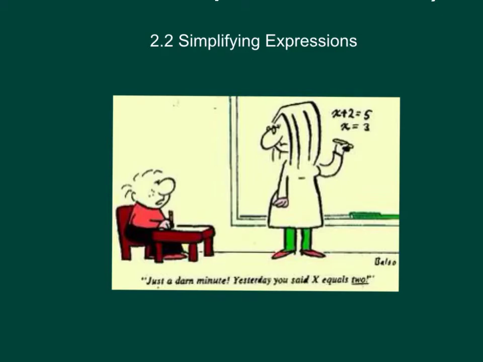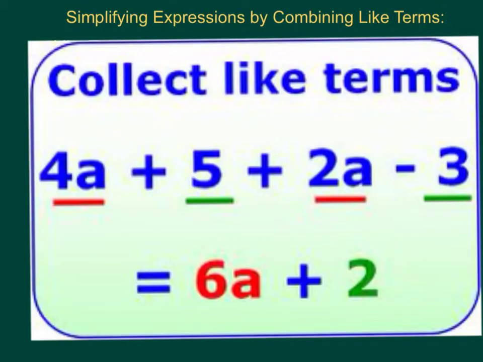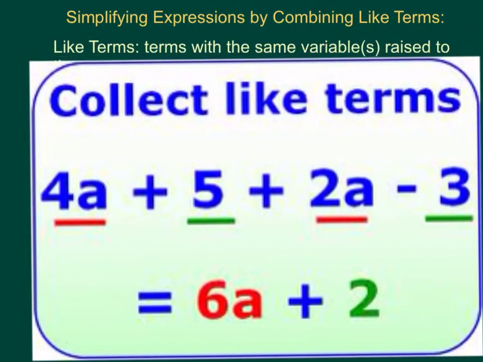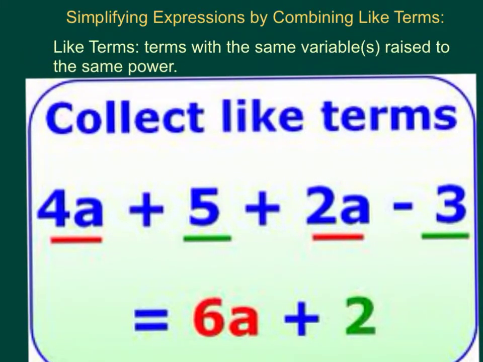Hello class, today we're going to talk about section 2.2, simplifying expressions. The first thing we're going to talk about is simplifying expressions by combining like terms. In order to do this, we need to know what like terms are. Like terms are terms with the same variable or variables raised to the same power.